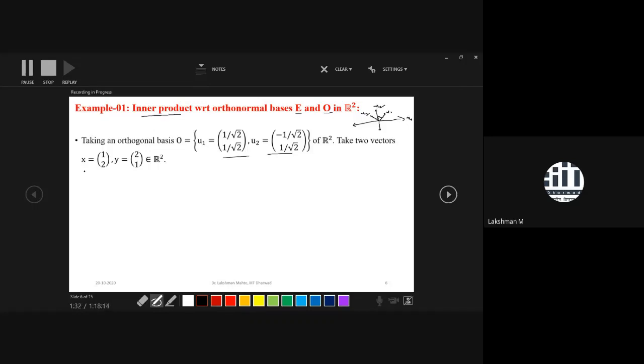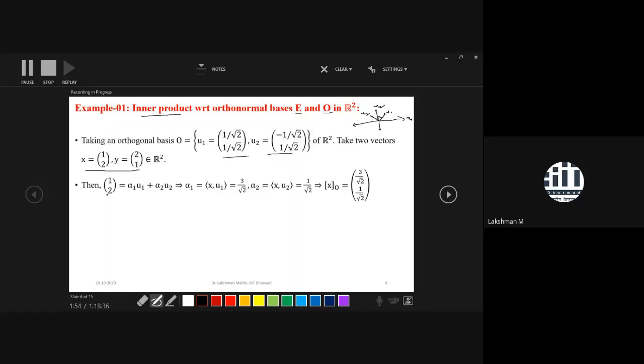Now we are taking two vectors. The first vector is (1, 2) and the second vector is (2, 1). These two are given, and we will try to find the dot product or inner product of x and y, first with respect to the standard basis and second with respect to the orthonormal basis. And then what will happen? In order to find the inner product with respect to the standard basis, what is the first step?